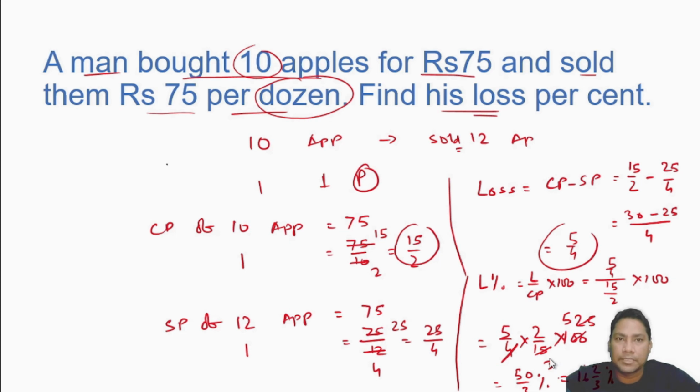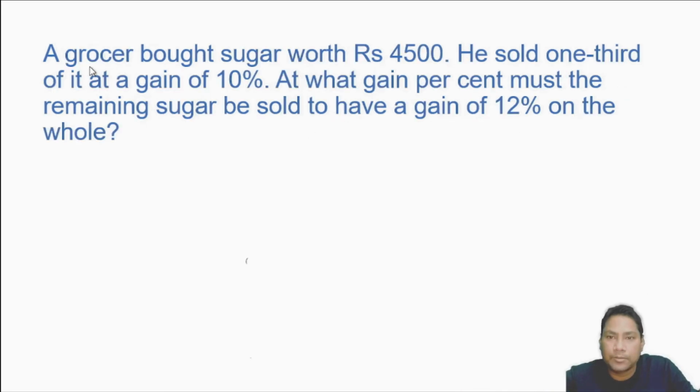So friends, by this approach you can solve problems of this type. Now we will look into some more questions. Now let us solve this problem. A grocer bought sugar worth rupees 4,500 and he sold one third of it at a gain of 10%. At what gain percent must the remaining sugar be sold to have a gain of 12% on the whole?